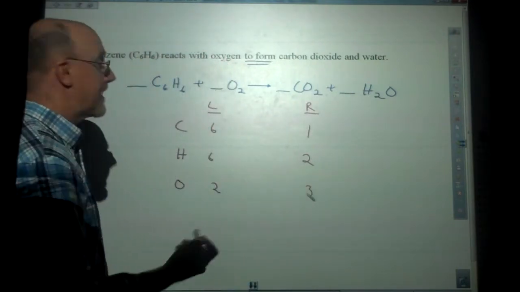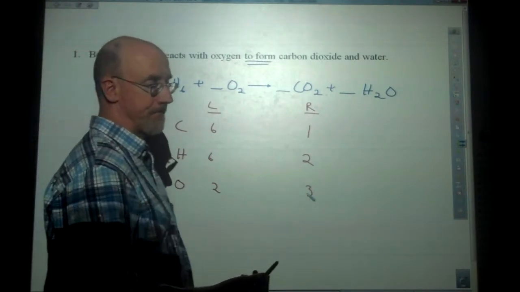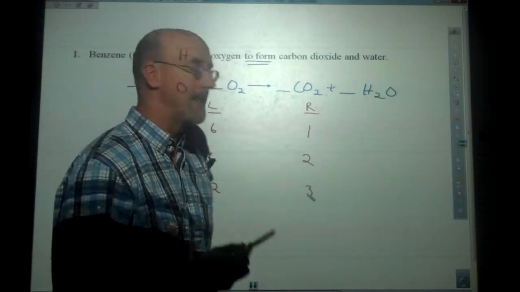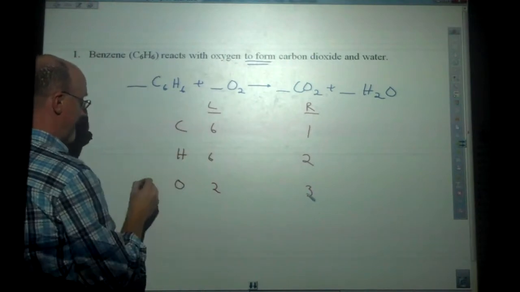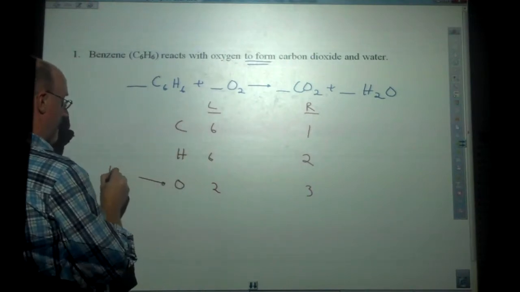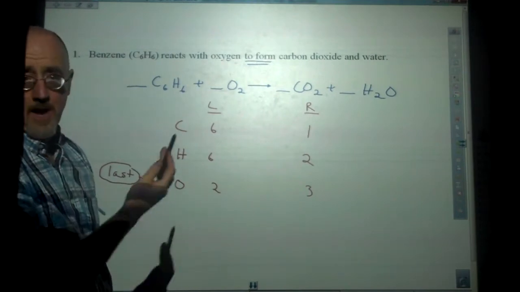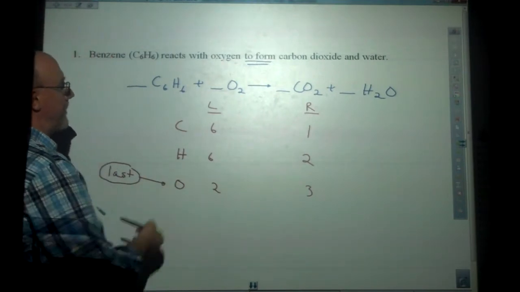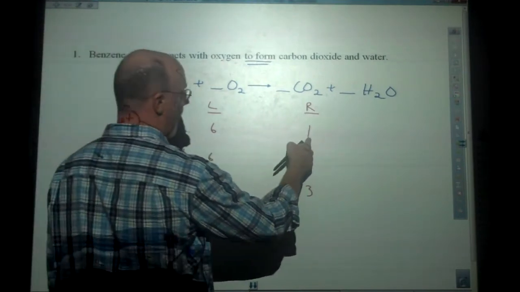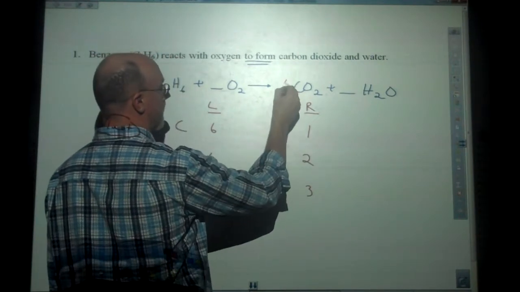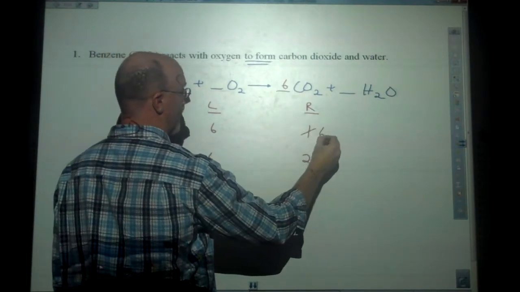Okay. Our hints talk about, kind of the most important hint, if it's by itself, do it last. Oxygen's by itself, so do it last. You do that last either way because you do it in order, but that's fine. So 6 carbons on the left, we only have 1. Put anything we want here. We'll put a 6, that'll give us carbon, check.